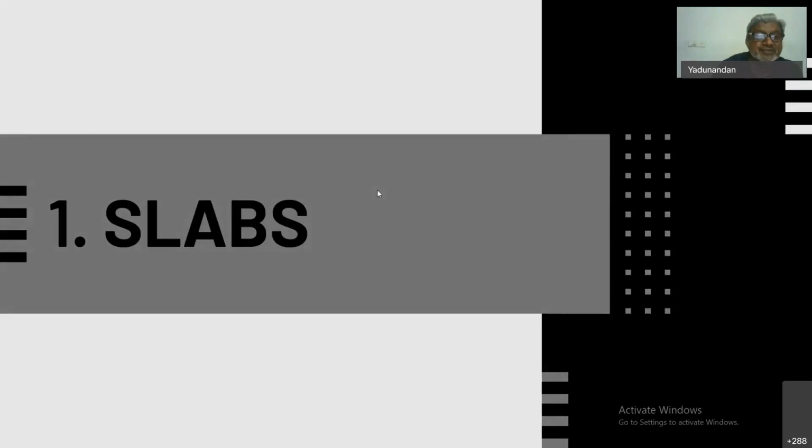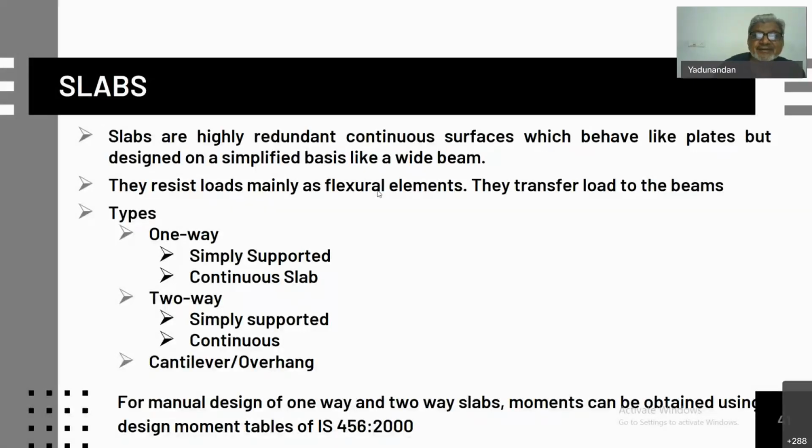We take the design of the slabs. The slabs are highly redundant surfaces which behave like plates, but we are designing them as a wide beam or a beam of 1 meter width. They resist the loads mainly as flexural elements that transfer the load to beams. So you can have various types of slabs depending upon the boundary condition and the plan of the structure. You have one-way simply supported and continuous slabs, and then two-way. If the two dimensions of the slab are comparable, you have two-way simply supported and continuous slabs, and you have cantilever slabs where overhangs are provided.